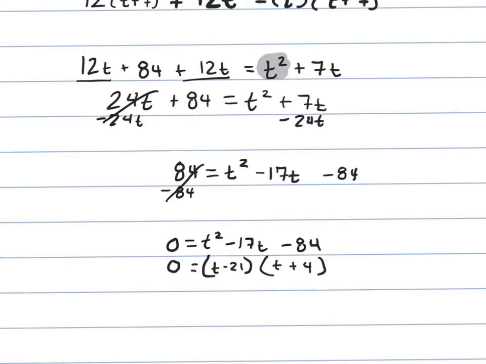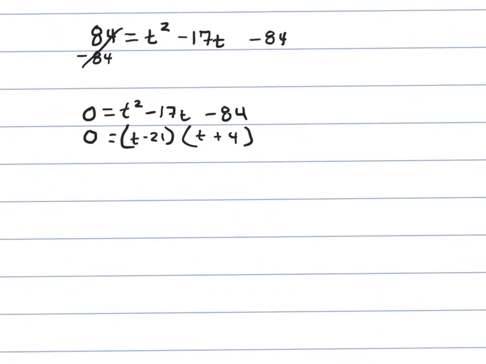What's next? You set both of them equal to 0. Set each one equal to 0. T minus 21 is equal to 0. T plus 4 is equal to 0. In this case, t is equal to 21. T is equal to negative 4.